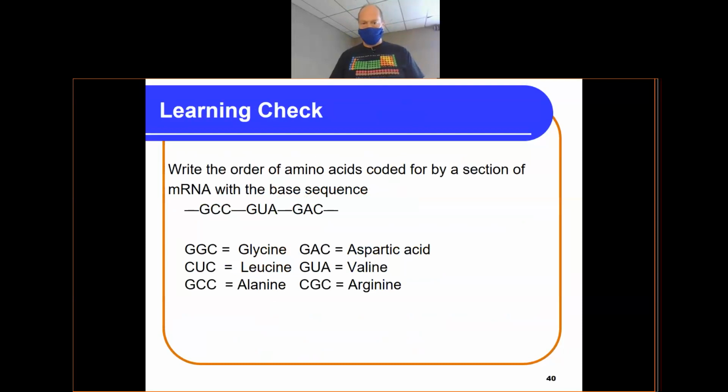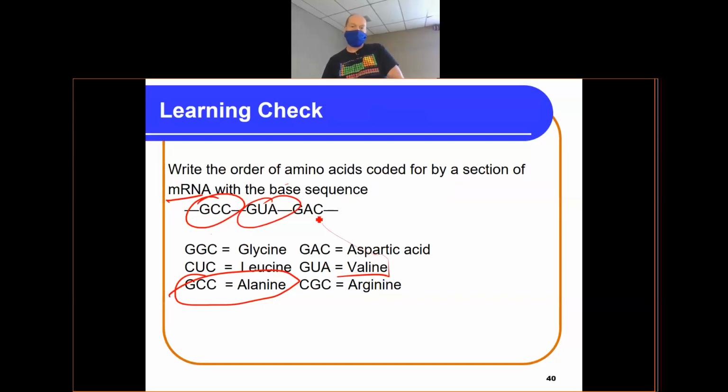All right, so again, not much of a check here, but this is your messenger RNA. You just find GCC: alanine. GUA: valine. GAC: aspartic acid. Not sure how you would miss that problem, but anyway.